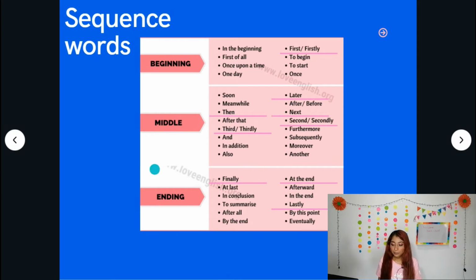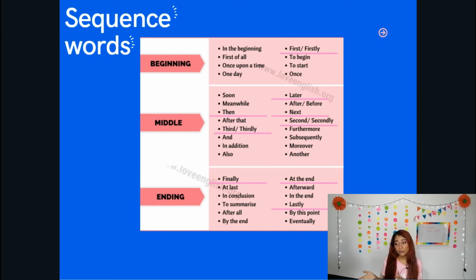At the ending of the story, or the ending of your sentence or paragraph, you can use finally, at the end, lastly, and then we have some others like at last, in conclusion, after all, by the end, in the end, eventually. Okay, so these are some of them. You can copy this in your notebook, please, because it's going to help you. When you finish copying this, we are going to go to the activities for the workbook.